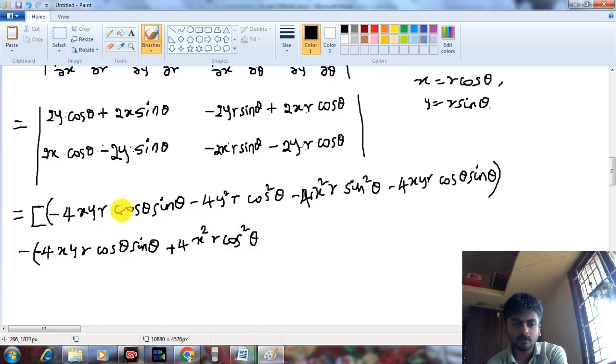Now first term with first and first term with second are over. Now minus the second term with first term, so it is minus into minus will become plus. Plus 4 second term with first term, plus 4y square r sin square theta, sin square theta.